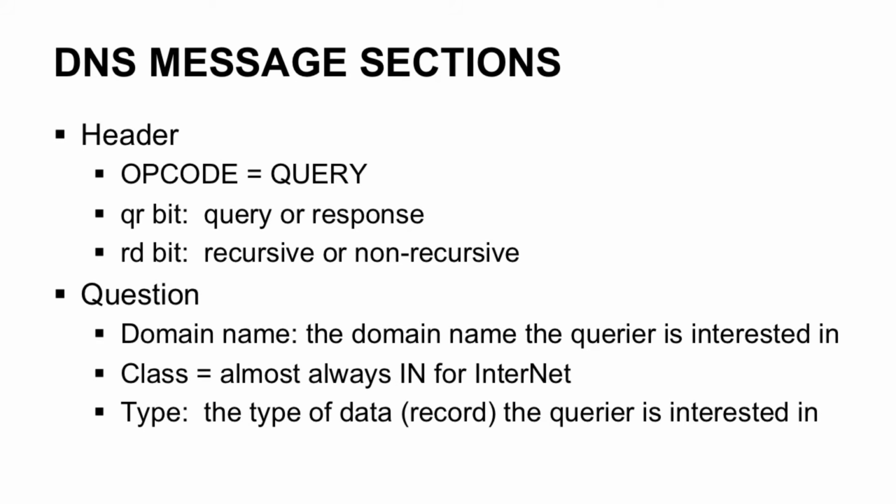A brief note on class. DNS was designed with the idea that it could accommodate different kinds of networks, not just TCP/IP-based internets. Those other kinds of networks would have used different classes. But the use of DNS with other kinds of networks never really took off, maybe because TCP/IP became so dominant. So except for a very small number of special cases, class is always IN for Internet.